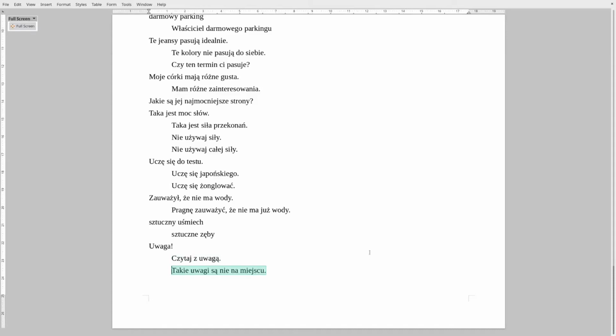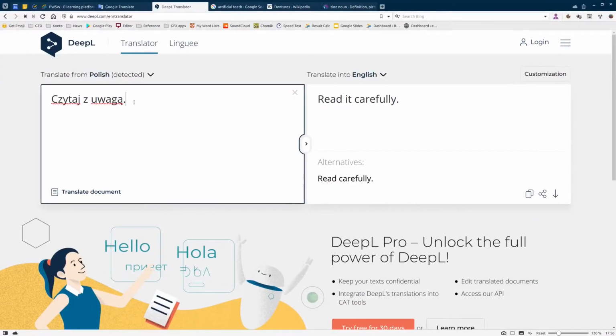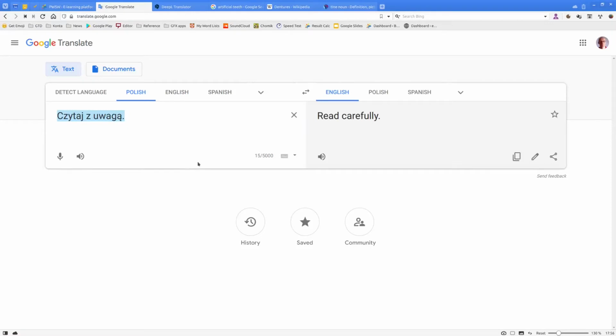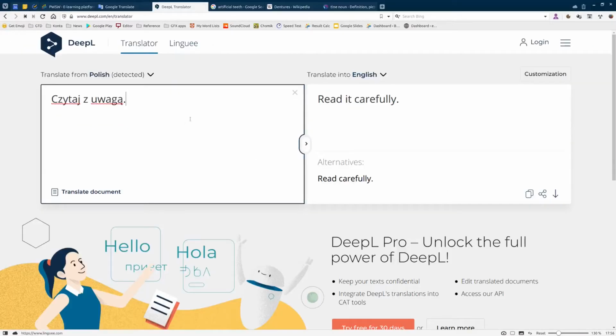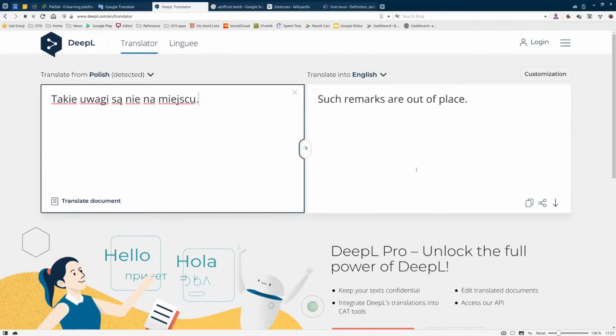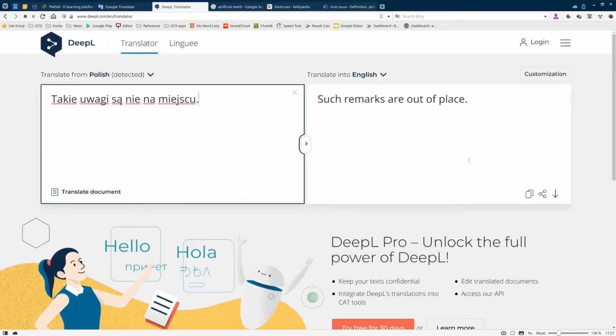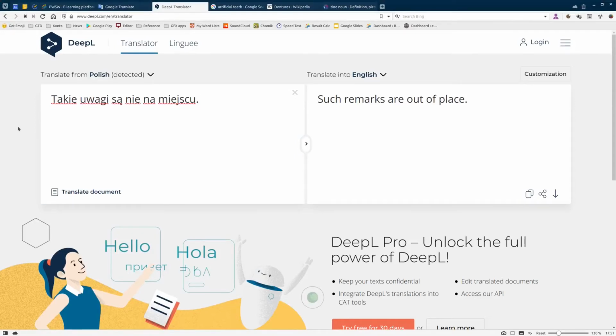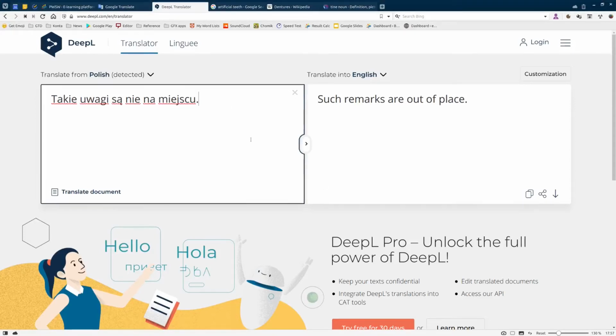Takie uwagi są nie na miejscu. Such comments are out of place. Correct. Such remarks are out of place. So both these translations are acceptable. Okay, so I'm going to stop at this point.